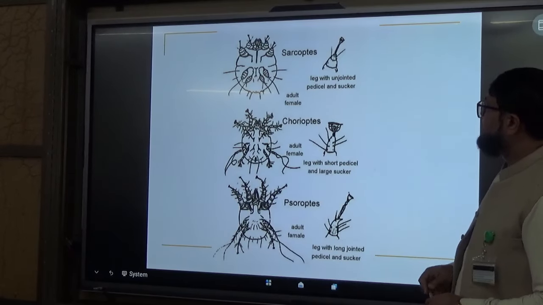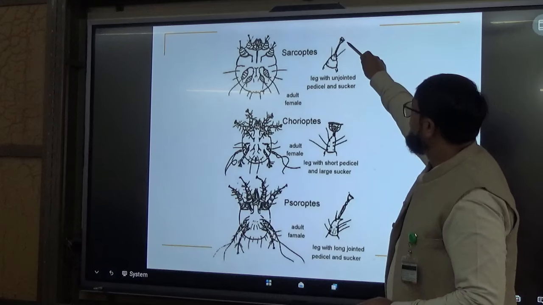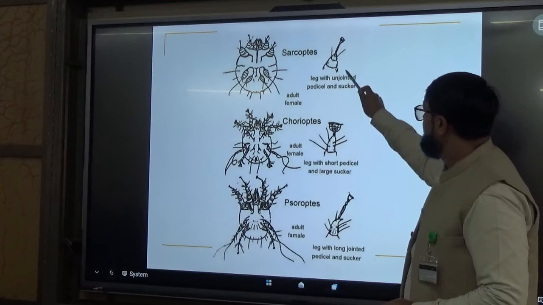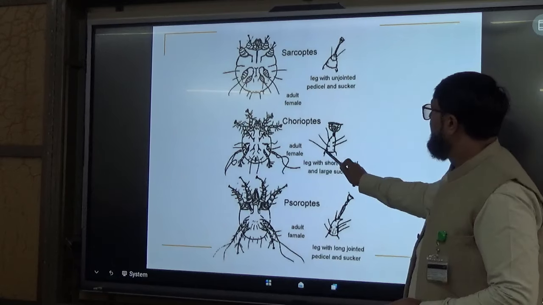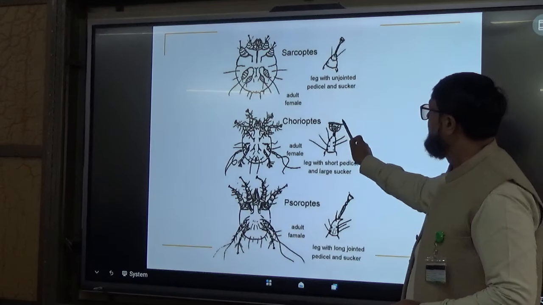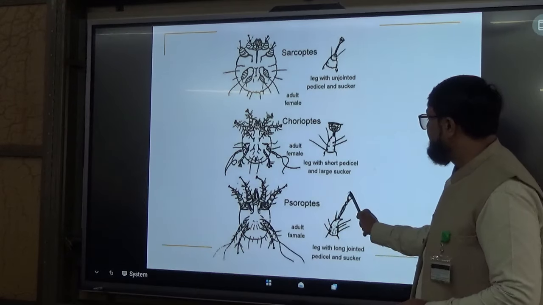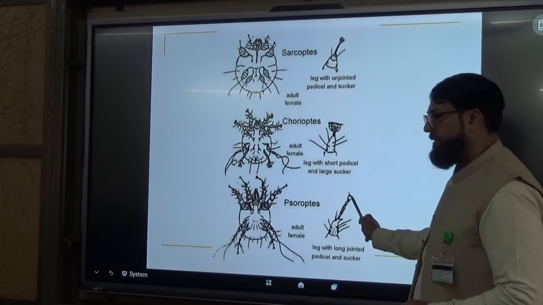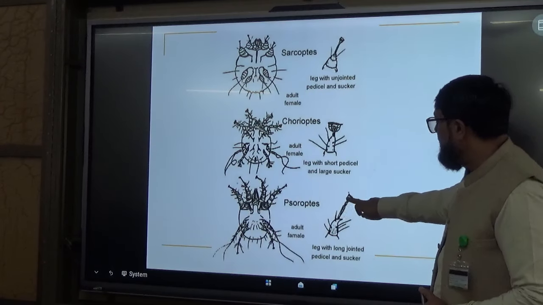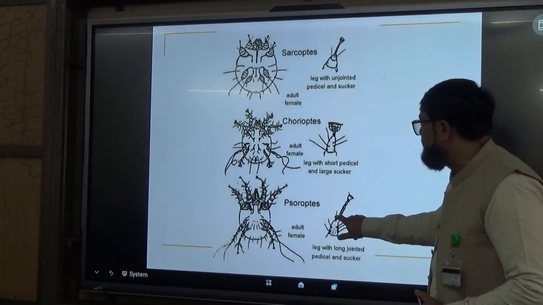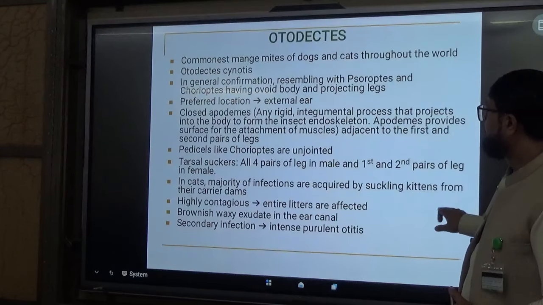Now this is a quick comparison. Sarcoptes, a long pedicel and a sucker, here it is bell shape. Then Chorioptes, short pedicel, funnel shape, cup shape. And Psoroptes is funnel shape, which has a sharp edge like this. And the pedicels seem to be long, jointed pedicels. You can see the joints.